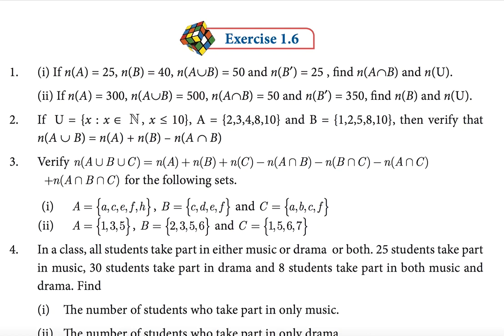Hi guys, this is ninth standard mathematics. Okay, chapter one, set language. This is part three, maybe the final part. This is where we stopped in the last class.